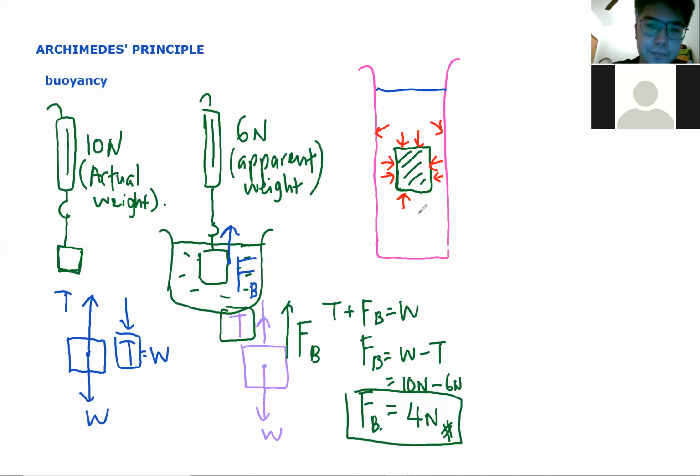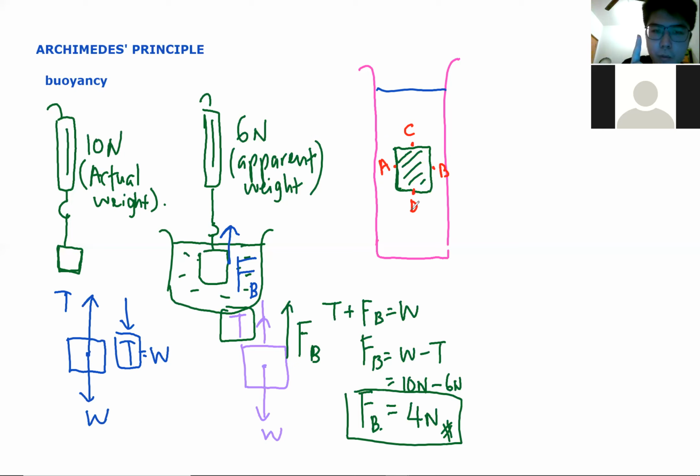Now, second, the pressure in liquid increases when the depth increases, right? When it gets deeper, the pressure increases. Now, let's pick 4 points on the object. Let's say this object, I label point A, and then point B. On the right side is point B, and point C is on top, and point D is at the bottom.